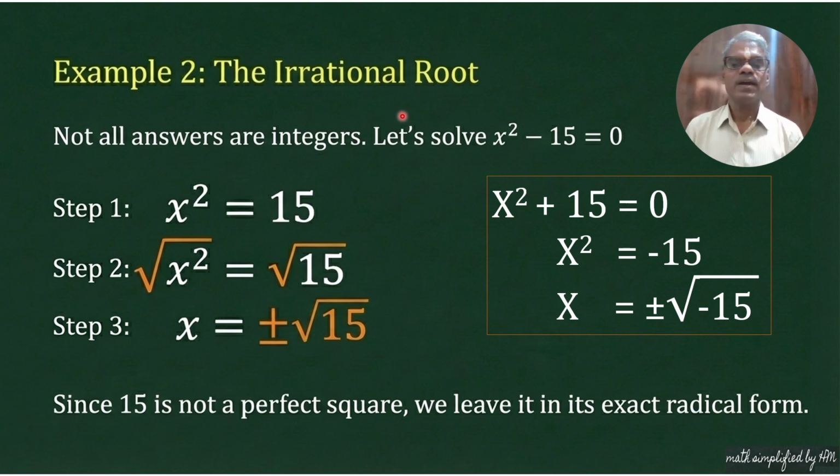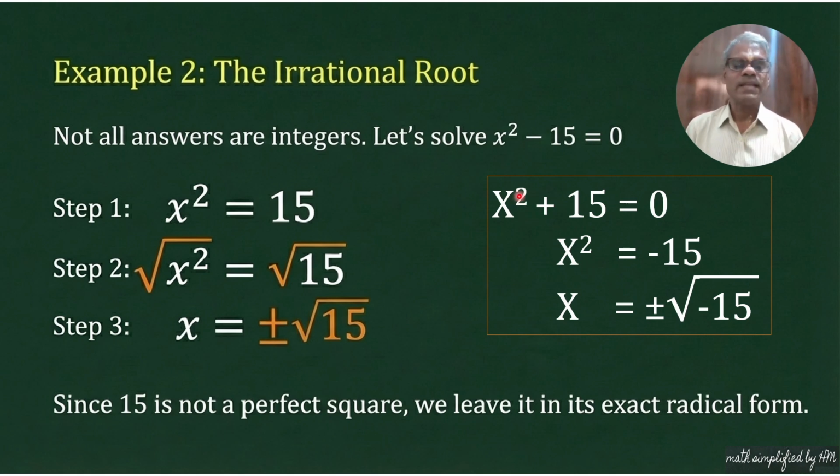Consider the example having irrational root. Not all answers are integers. Let us solve x square minus 15 is equal to 0. First step, isolate x square. For this, we move minus 15 to right side. We get x square is equal to 15. Step 2, take the square root of both sides. So we get square root of x square is equal to square root of 15. Then step 3, write both the roots, positive and negative roots. So x is equal to plus or minus square root of 15. Since 15 is not a perfect square, we leave it in its exact radical form.